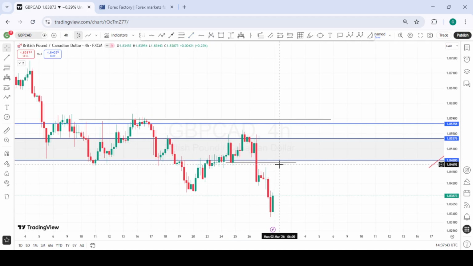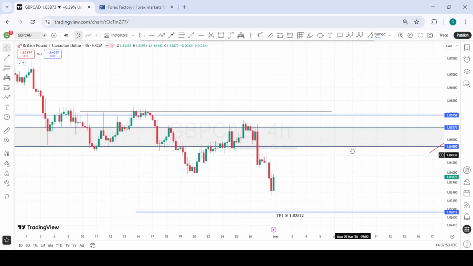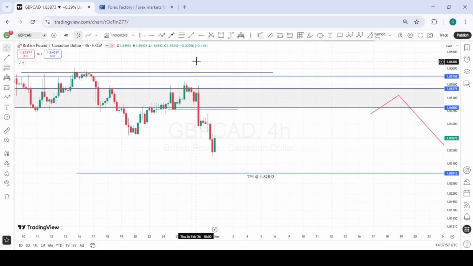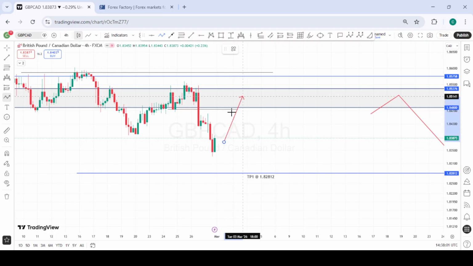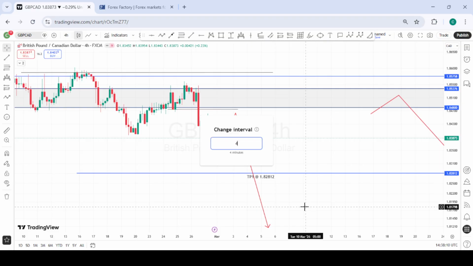If we had gotten a pullback into the area of interest, we would have taken the sells from here or at the retest of the structure point to the downside. But price just kept dropping with very strong momentum. So going into next week, what we'll be looking out for is a potential lower high formation. Should we get a lower high formation anywhere within this zone, we'll be looking for selling opportunities to the downside to the previous targets.